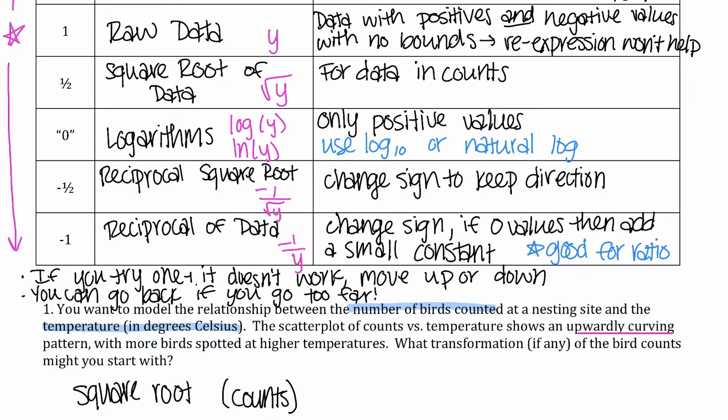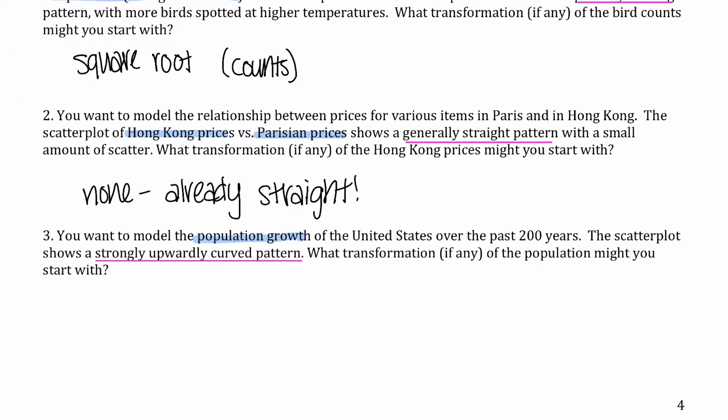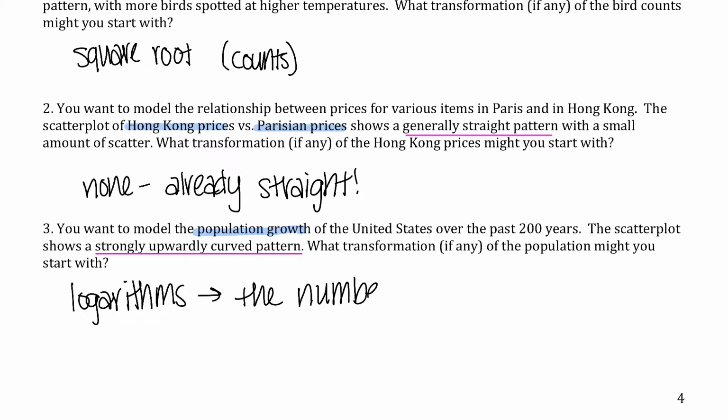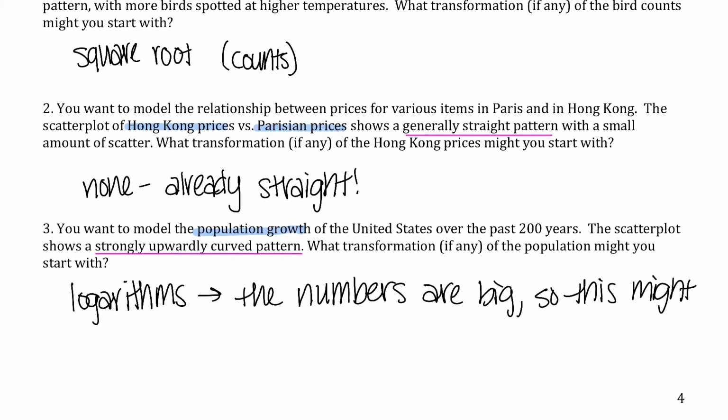But let's think about the values of population. Aren't those really big numbers? Millions, billions? There's a lot of zeros on there. When you're thinking my values have lots of zeros, we're going to go with logs. Okay, so I'm going to go logarithms because the numbers are big. So this might be better than square roots. Of course, if it's not, you can always go back.